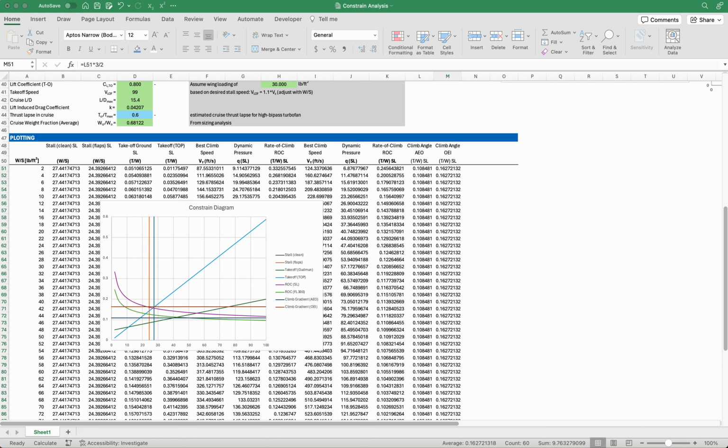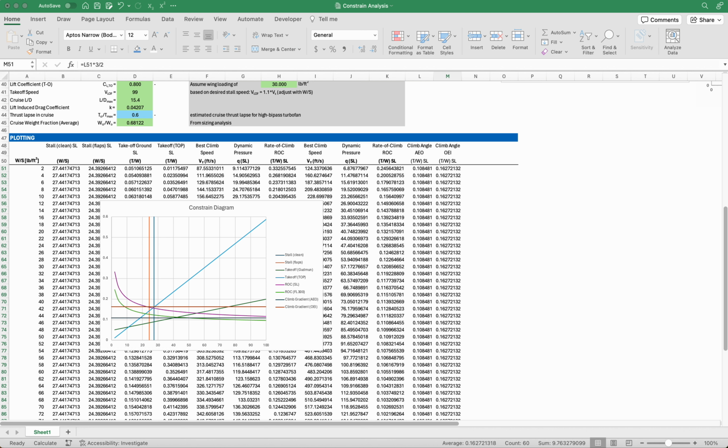All right, welcome back to the constraint analysis series. We're near the end. This video is going to go over how we would conduct our cruise analysis. The cruise analysis is one tricky component, and that is just accounting for the difference in weight during cruise and our thrust lapse that we would have during our cruise segment. So that would just be thrust setting during cruise versus the maximum thrust, because we're obviously not going to be cruising at our maximum thrust for our aircraft.